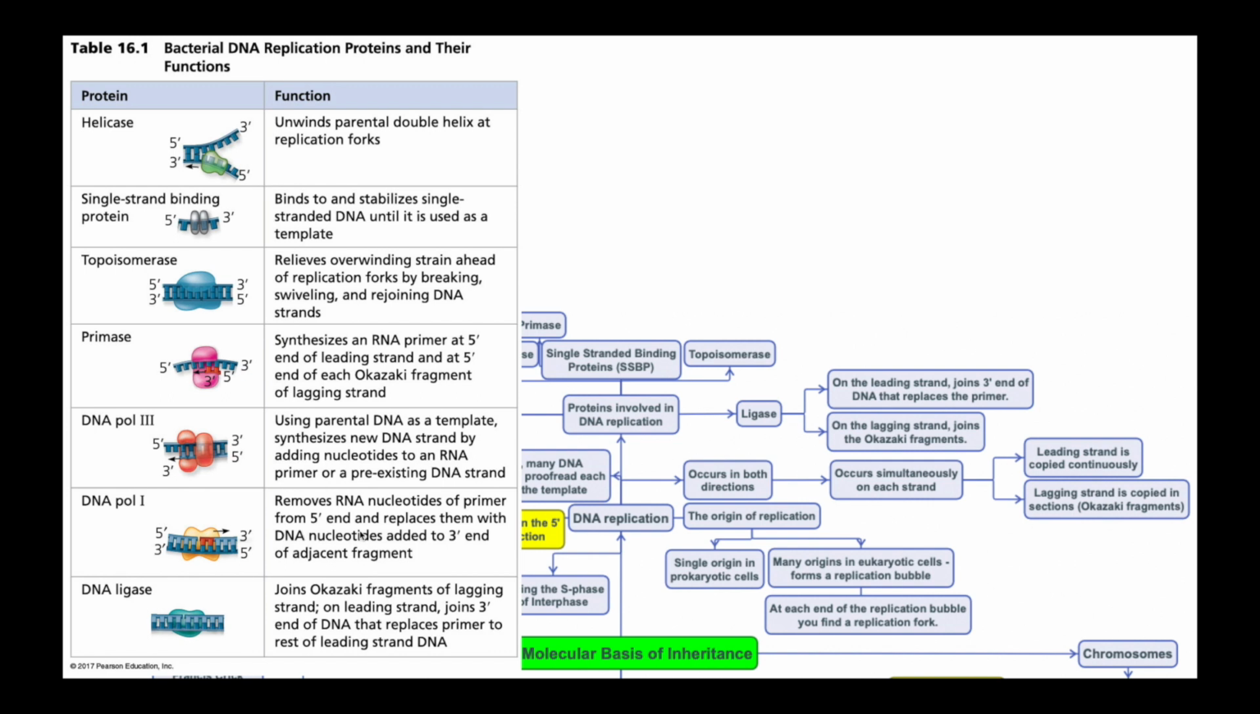DNA polymerase 1 is going to be used to remove RNA nucleotides from the primer and replace them with DNA nucleotides once we're ready to move, and that can be done on the leading strand when we originally lay down our RNA primer, or on the Okazaki fragments at each beginning of the fragment. And then the ligase, think of it like the glue. It's going to tie everything together to make sure that we have our one continuous strand on each side.